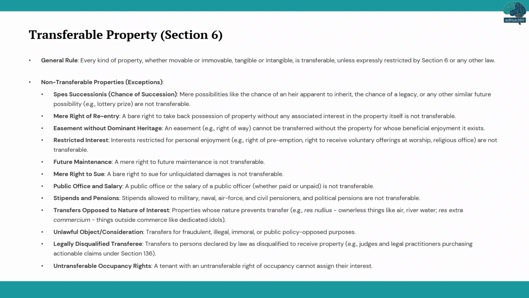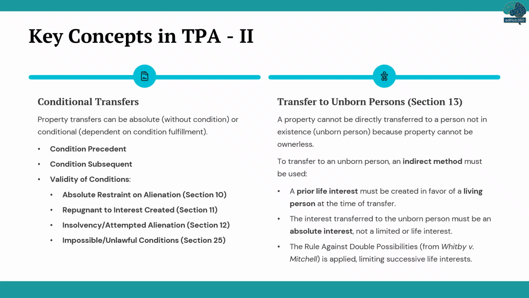Moving on to other key concepts, we have conditional transfers, where property transfers depend on a condition being met, either precedent, before the transfer, or subsequent, after the transfer. The Act specifies conditions for their validity, such as absolute restraint on alienation or impossible conditions, which would render the transfer void. Another crucial concept is transfer to unborn persons under Section 13.